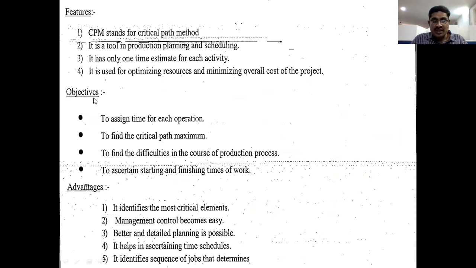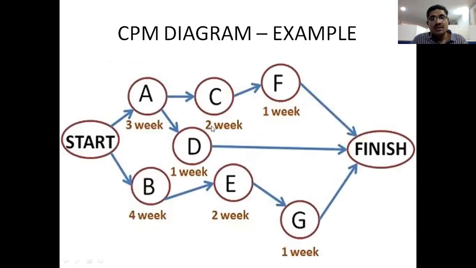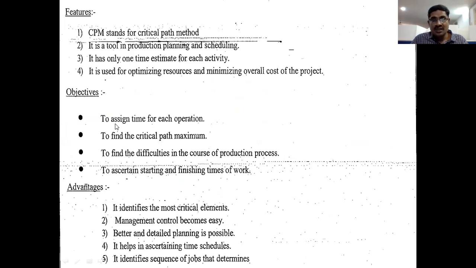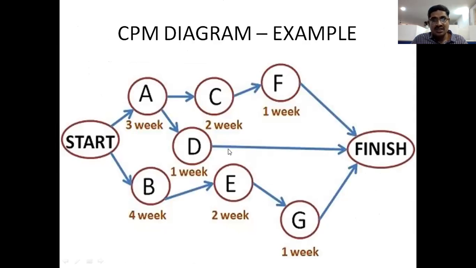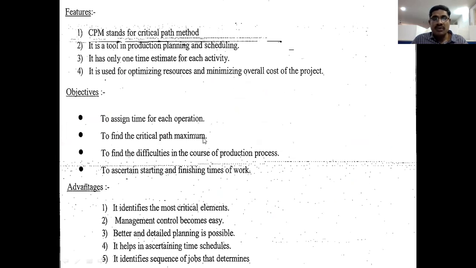Coming to the next thing, objectives of the critical path method. Objectives means here simply targets, or what is the need or objectives of CPM. So the objective is to assign time for each and every operation. Suppose take the example of this diagram. Each activity has a time duration, right? So assign means giving time for each operation we have in the project. And next one, to find the critical path. So here, to find the critical path from these three ways. So find out the critical path among the three ways. Start to B, B to E, E to G is the critical path line. So here, to find the critical path.